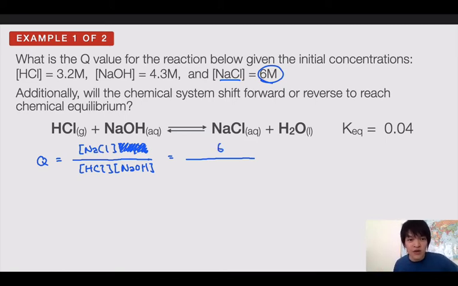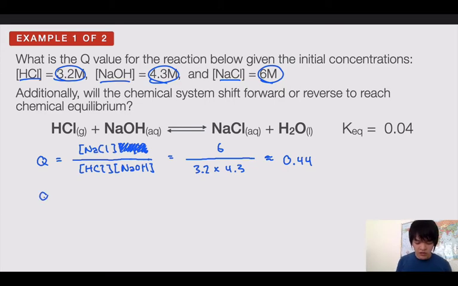I'm not going to write the unit though. On the bottom, what's the concentration of HCl? It's 3.2 molar, so I'm going to put 3.2 for the first one. Now we're going to multiply this by the concentration of NaOH, which is 4.3 molar. Now you type this in a calculator. If you're not sure how to type this in, you start with 6 divided by 3.2 and then divide it by 4.3. What you're going to get is approximately 0.44. So we calculated the Q value. That's good. Q is approximately 0.44.